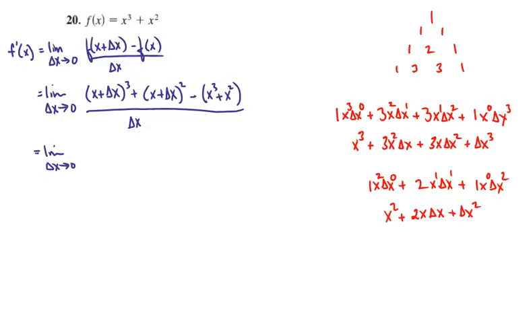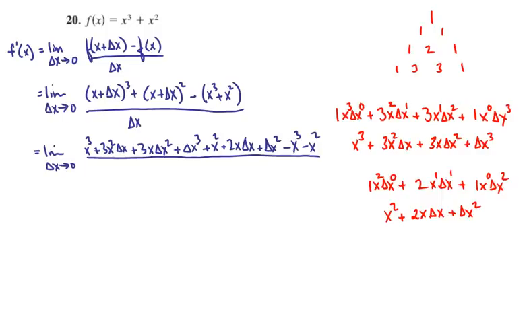We have the limit as delta x approaches 0 of (x plus delta x) cubed, which was x cubed plus 3x squared delta x plus 3x delta x squared plus delta x cubed. Then we're going to add to that (x plus delta x) squared, which is x squared plus 2x delta x plus delta x squared, and then minus x cubed and minus x squared. And that's all over delta x. Okay, so not too bad. A lot of terms, but not too bad.